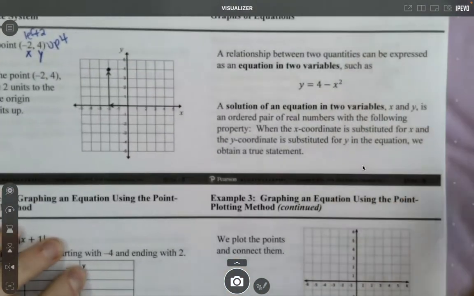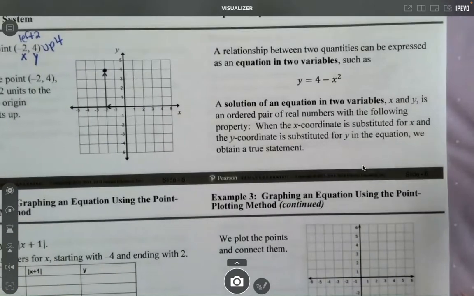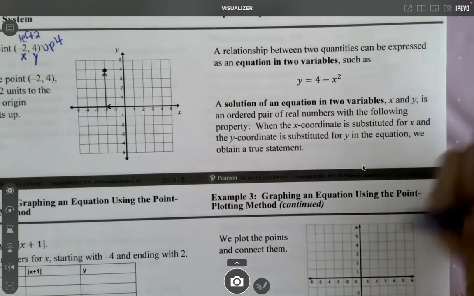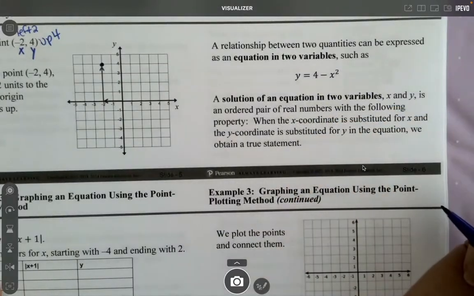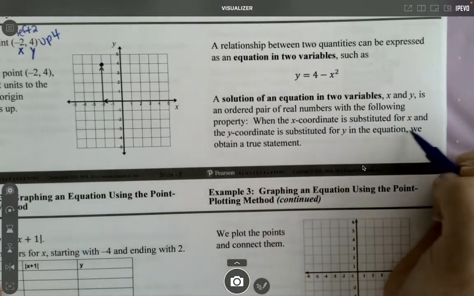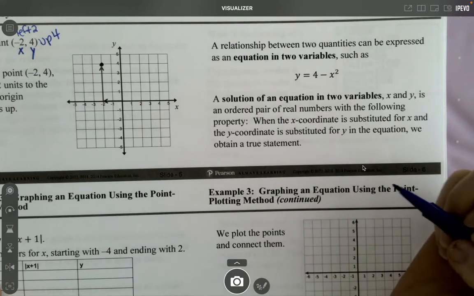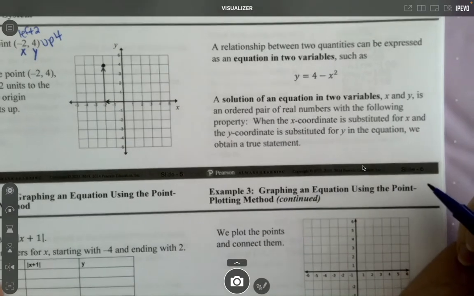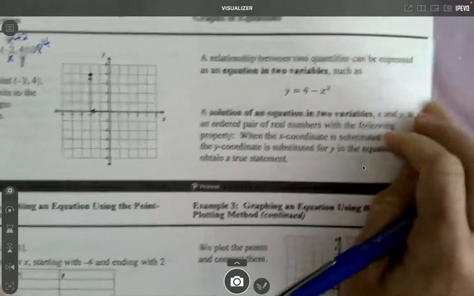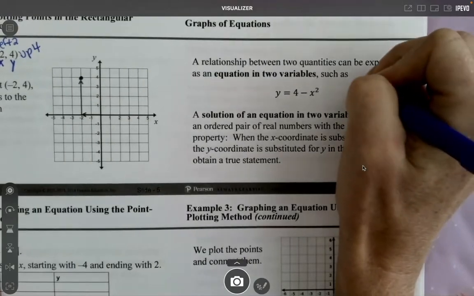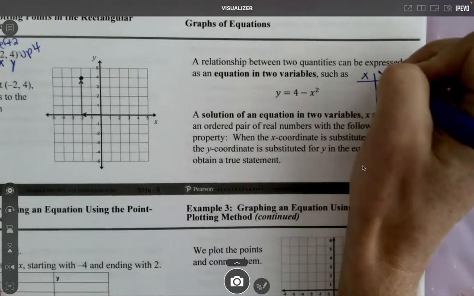The relationship between two variables can be expressed as an equation in two variables, where you have x and y. A solution is an ordered pair where, when the x coordinate is substituted for x and the y coordinate is substituted for y in the equation, we obtain a true statement. So if we have this, we could get a set of ordered pairs from our table.